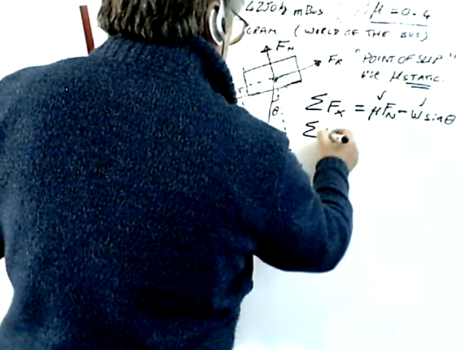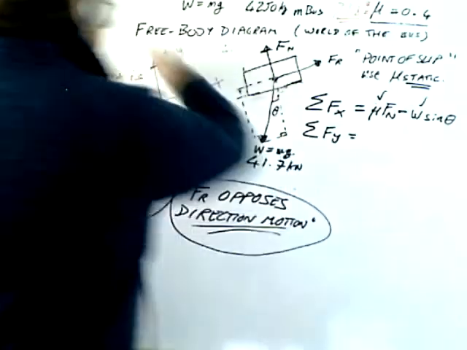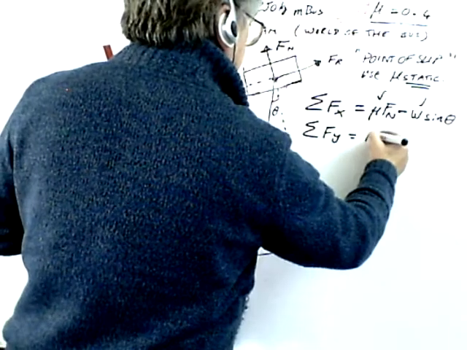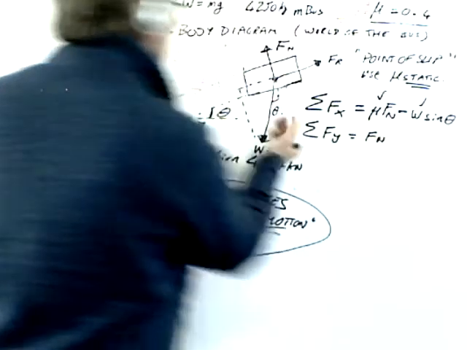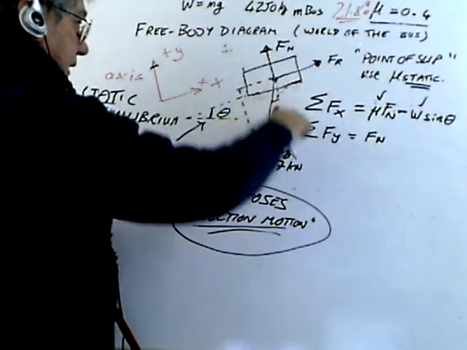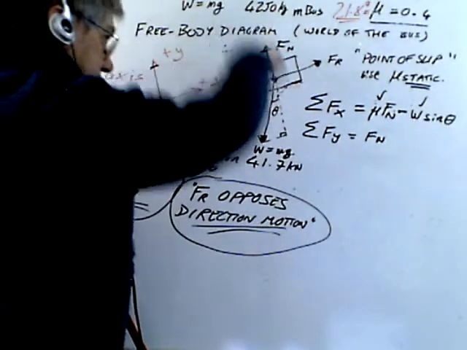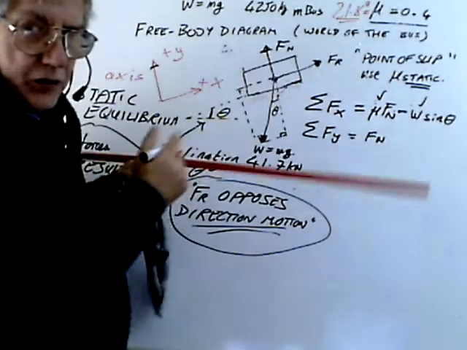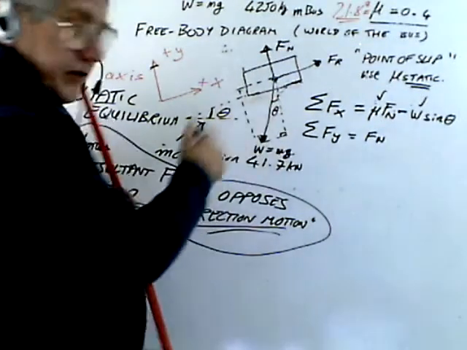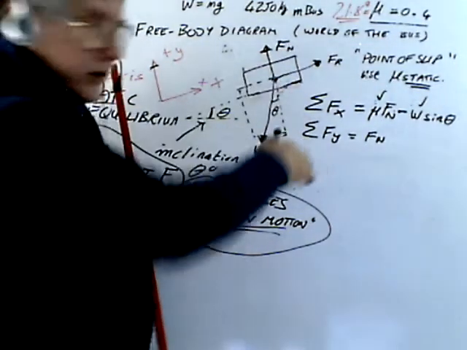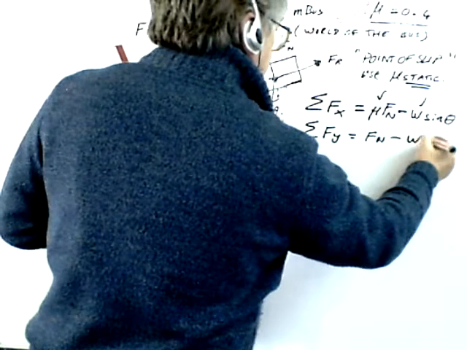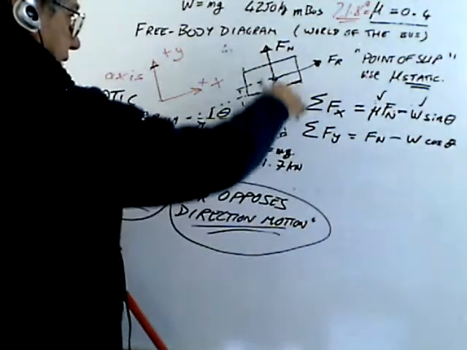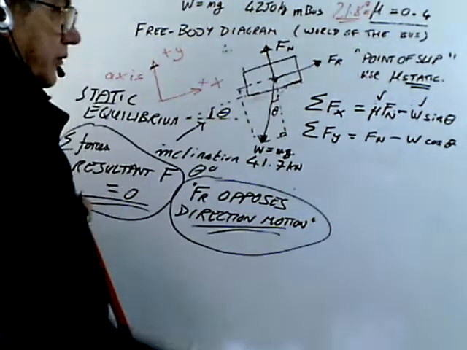However, the sum of the Fy's in the y direction, these components, are the normal force, Fn, going up the hill, take away the component of the weight that's acting down the hill. Now it's not the full weight as it was in the horizontal case, it's less, it's the component, and I hope you can see that it's W cosine theta, because that's the adjacent to that angle, so it's a cosine theta.